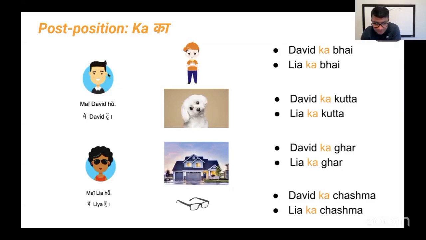So all of these are masculine, right? So when you are saying this, and this is David or Leah, for both of them, regardless of who is saying it, it's really the object that's determining, right? And then you will say ka. So far good, right? You understand when to use ka?